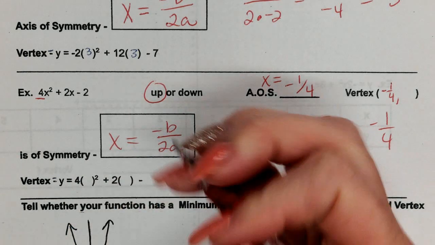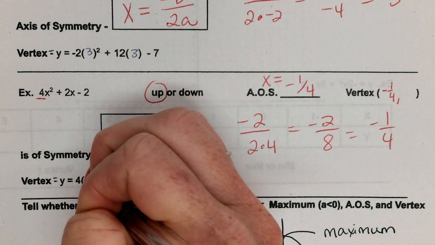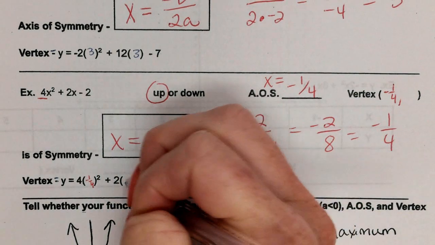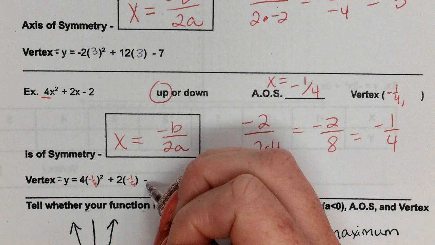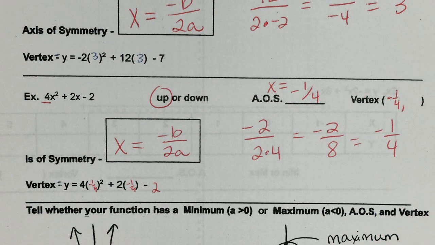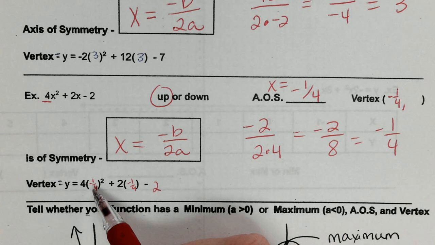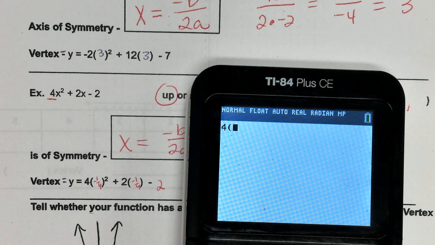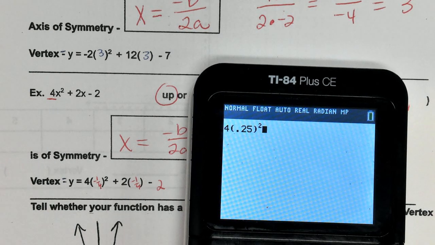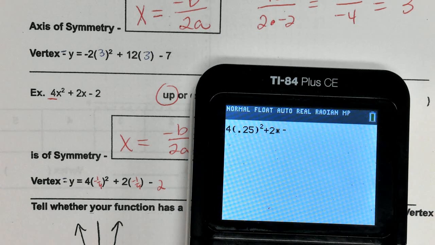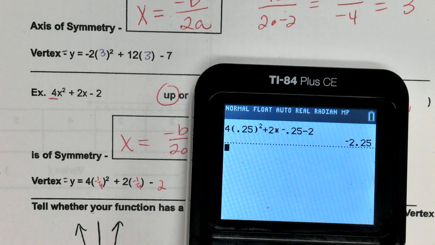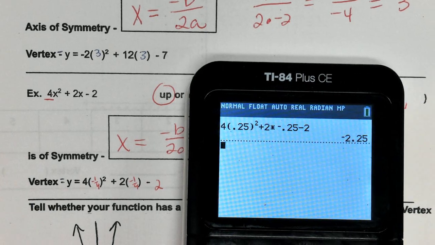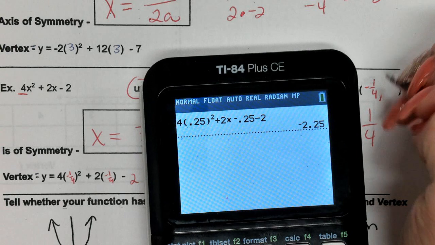So y equals 4 times negative 1/4 squared plus 2 times negative 1/4. And then I left this part off, minus 2. Now be careful on this part. That's a negative 4 times negative 4th, which is going to give you a positive. So could I go ahead and take off that negative part? Yes. Okay. So I have 4 times 1/4 squared plus 2 times negative 1/4 minus 2, which is negative 2.25, or negative 2 1/4.